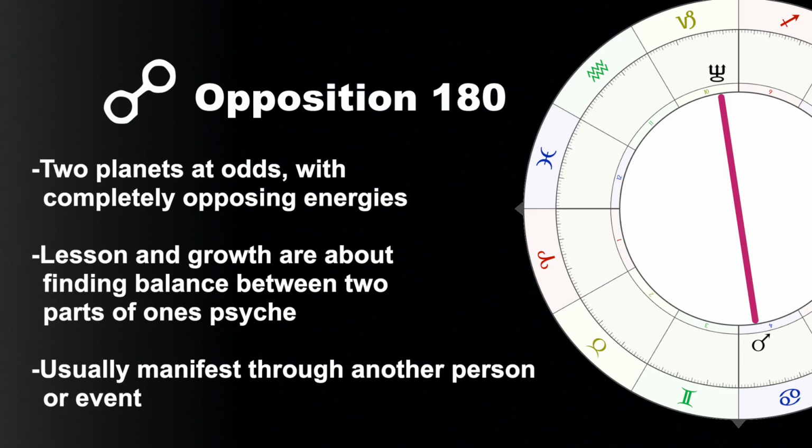The opposition is when two planets are at odds with each other, so 180 degrees. Their energies are at opposite, and as with all opposites, the lessons and growth are about finding a balance between the two parts of one's psyche.